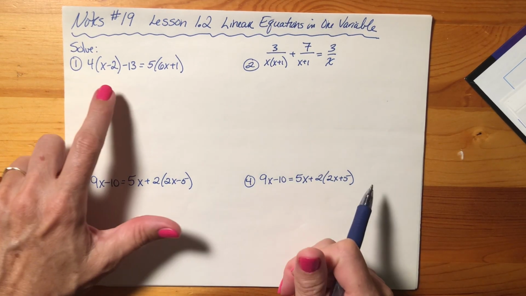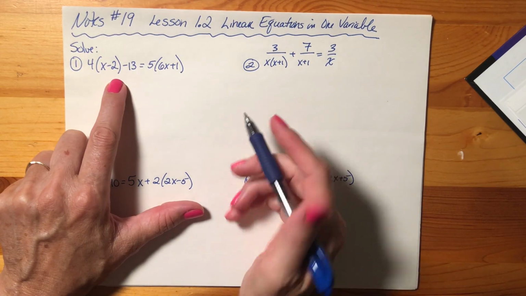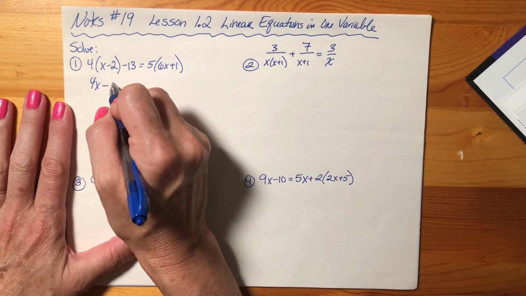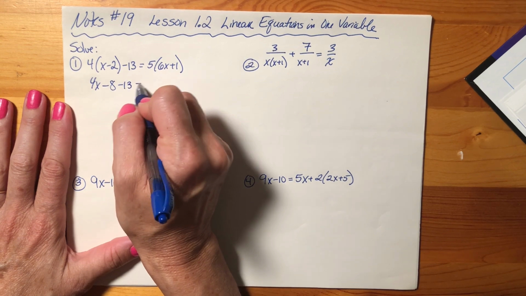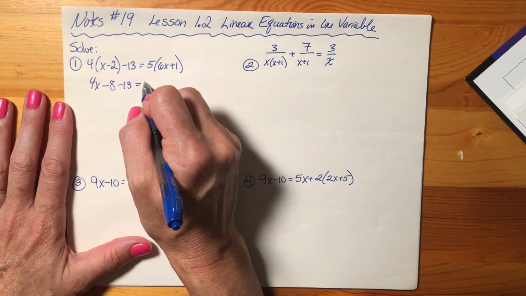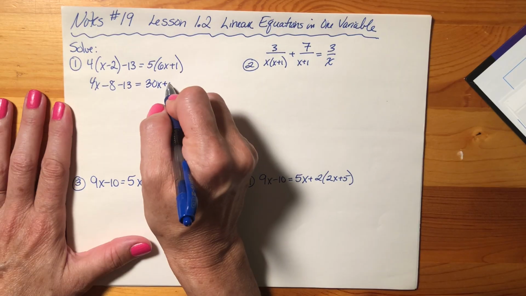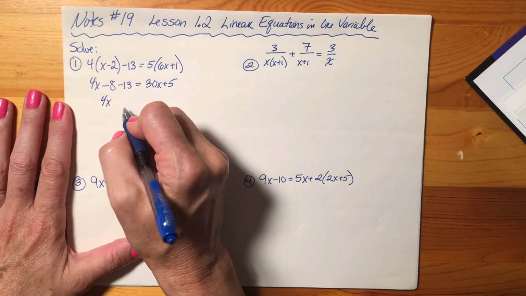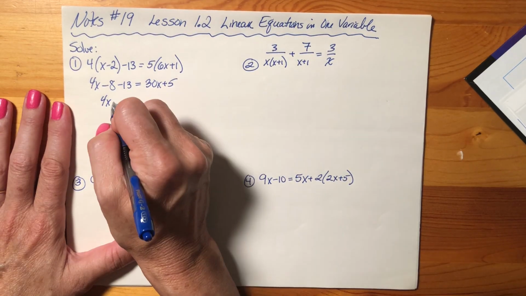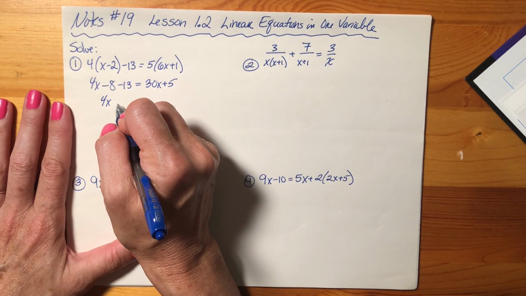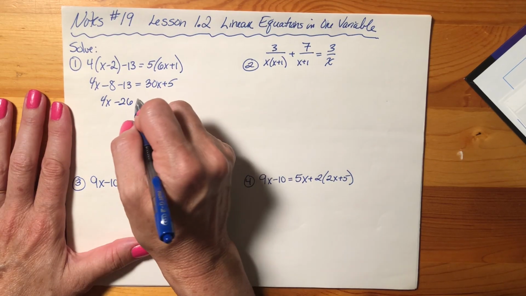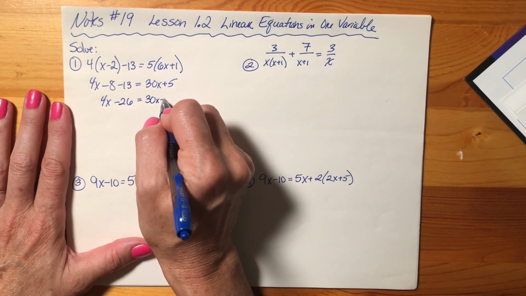All right, welcome back, math lovers. Hopefully you did those 4 problems and you got some answers. Real quick, I'm going to go through these. So this would be 4x, distribute the 4, minus 8 minus 13 equals, distribute the 5, which would be 30x plus 5. If we were together in the classroom, I probably would put these on the chalkboard and I'd have one of your classmates come up and go ahead and solve them. But, you know, can't do that.